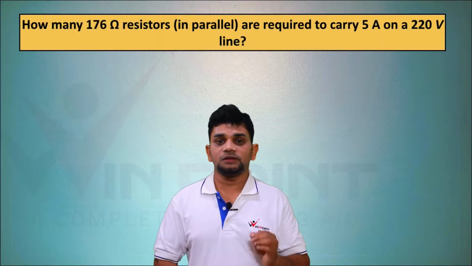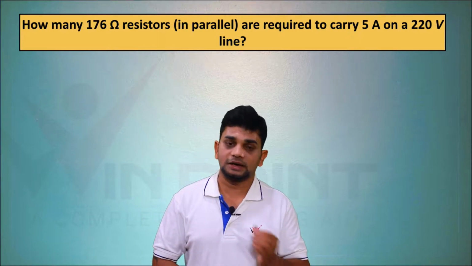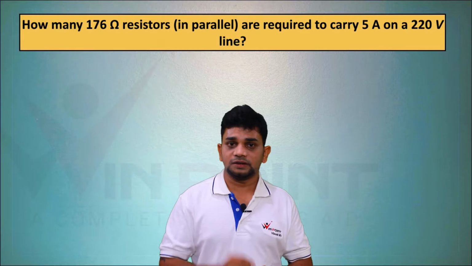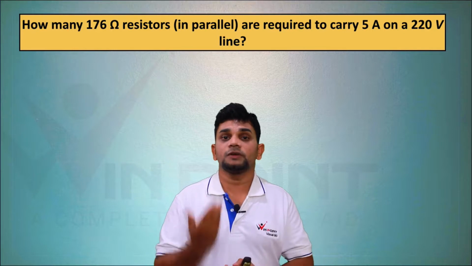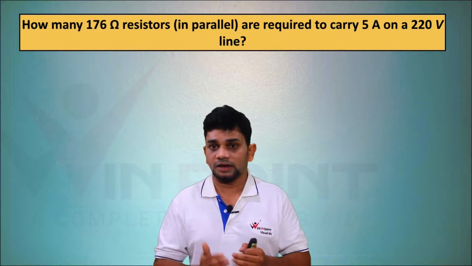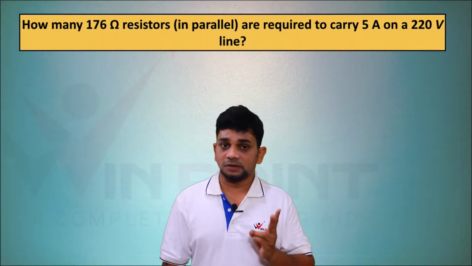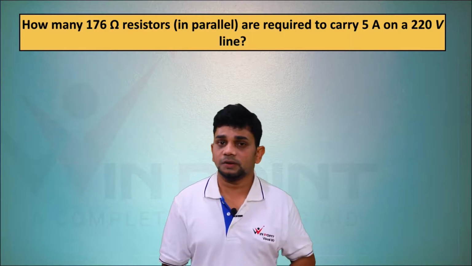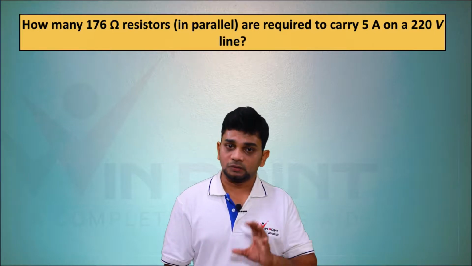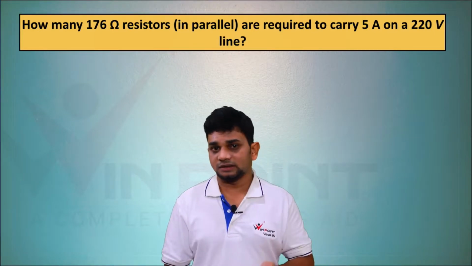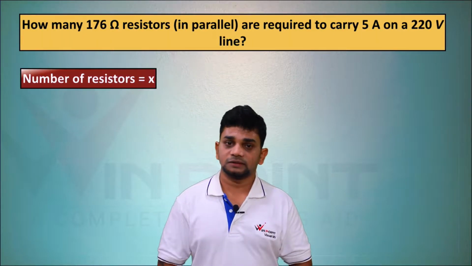How many 176 ohm resistors in parallel are required to carry 5 ampere on a 220 volt line? This question is very simple. The resistance of one resistor is given, it is 176 ohm. We need to find the number of resistors required to carry a current of 5 ampere. The voltage is 220 volt. The current is given, voltage is given, and the value of one resistor is also given. So we are assuming the number of resistors is X.